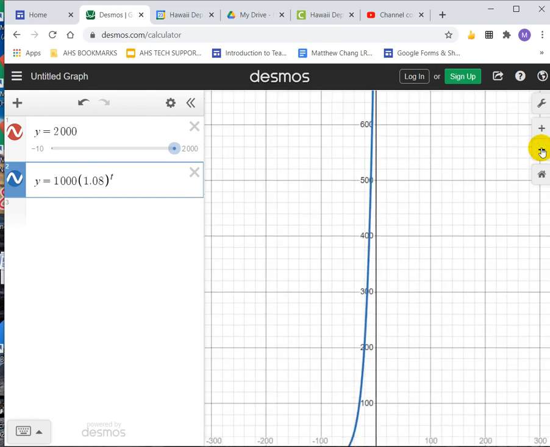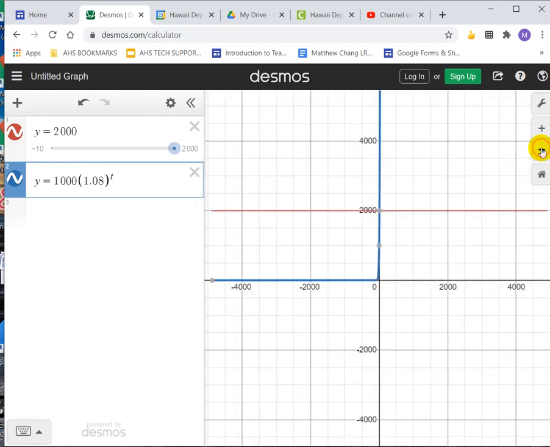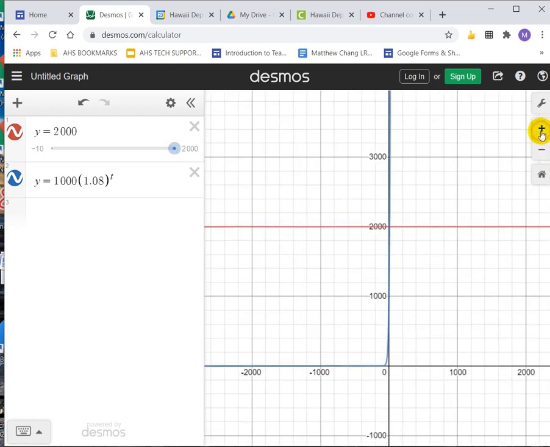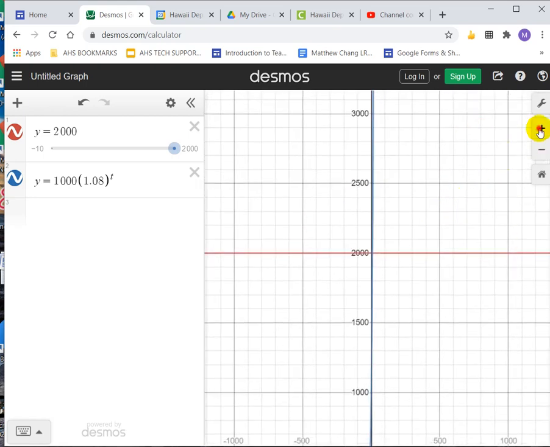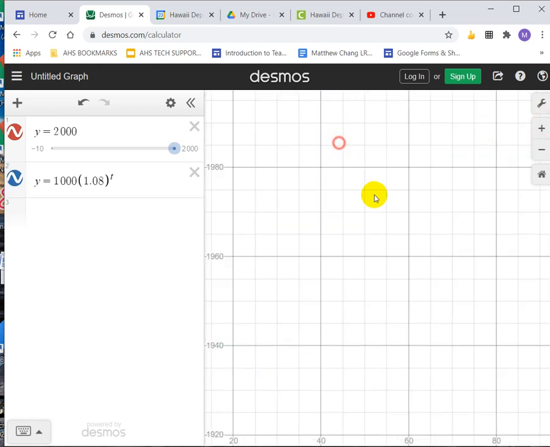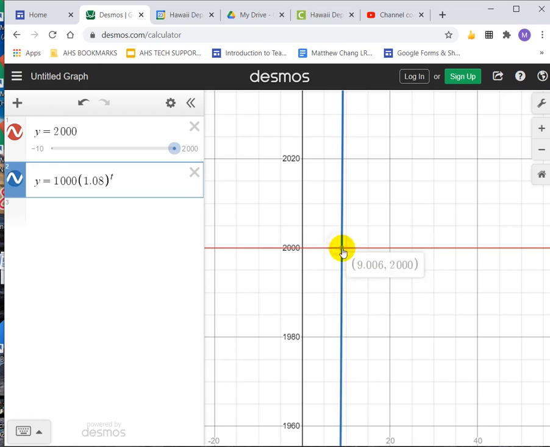So let's go ahead and zoom out a little bit. And aha! So as you can see, as we're zooming out, we use that minus sign and a plus. We're going to zoom right into our intersection point. Okay. So our intersection point that we see right here, that's going to be our answer. So looks like it's going to be about 9.006. We'll just round it to the nearest hundredth, 9.01 years in that case, I believe.